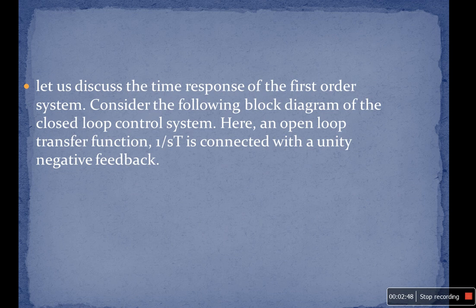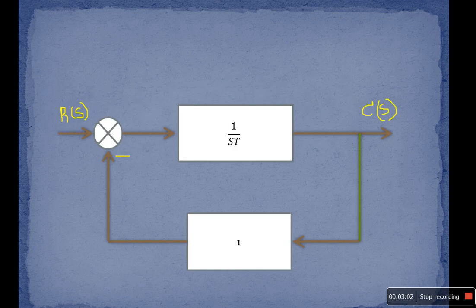So let us discuss the time response of the first order system. In order to discuss the time response of the first order system, I am taking one open loop transfer function which is connected to the unity feedback path. So this is the open loop transfer function 1 by s tau. This is connected to the unity negative feedback path.